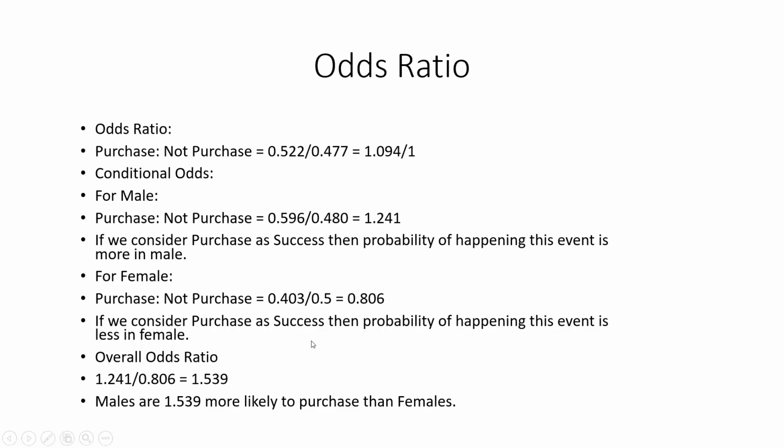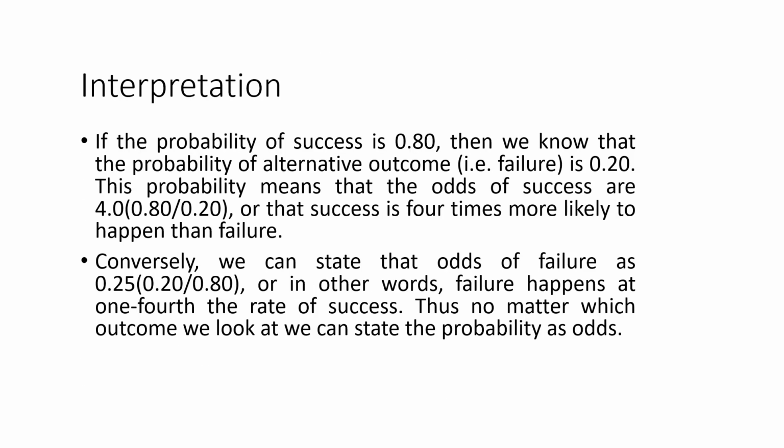What's the overall odds ratio? It is 1.241 divided by 0.806. I get the number as 1.539. So males are 1.539 times more likely to purchase branded products in comparison to females.